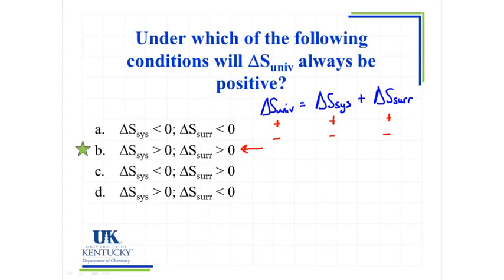However, if we look at the options where one value is positive and one value is negative, we can't know whether delta S of the universe will be positive or negative because it depends on the relative values of delta S of the system and delta S of the surroundings.